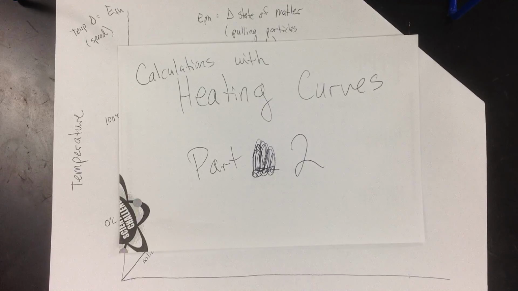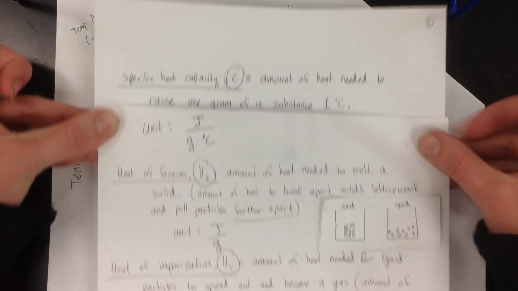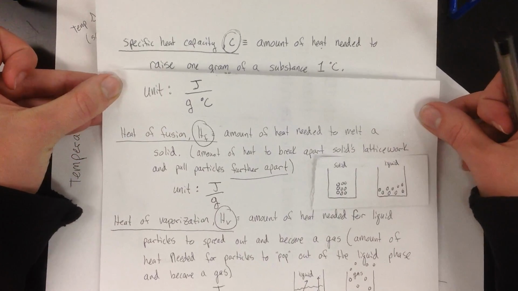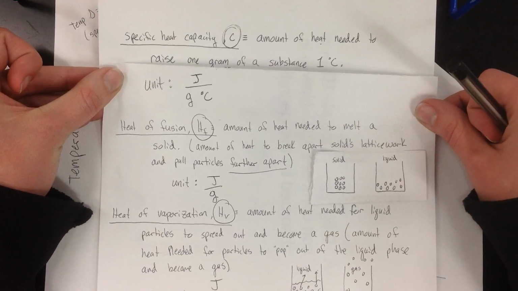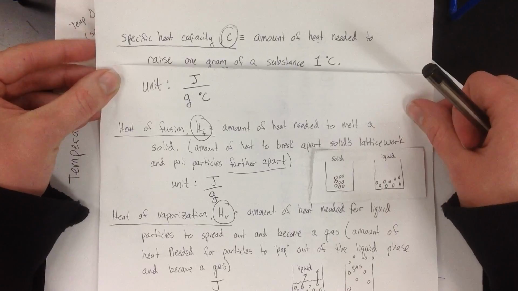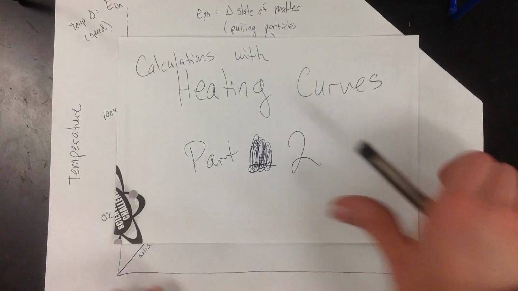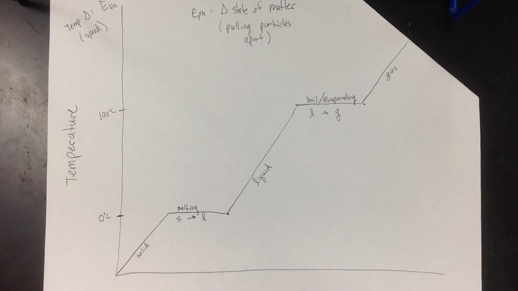In my previous video, I introduced some vocabulary such as your specific heat capacity, your heat of fusion, and your heat of vaporization. So if you would like to know the differences between those vocabulary terms, please check out my video for Part 1. In this video, we'll be talking about the equations that are associated with those vocabulary terms and how they show up on our heating curve. So let's go ahead and get started.